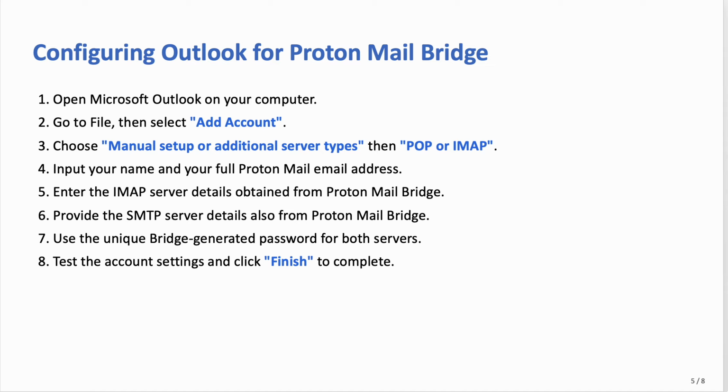Open your Microsoft Outlook, go to File and select the option to add account, and choose manual setup and additional server types. Then pick IMAP. Input your name and your full Proton Mail email address. Enter the IMAP server details obtained from the Proton Mail Bridge. Use the unique Bridge-generated password for both servers. Test the account settings and finish to complete.